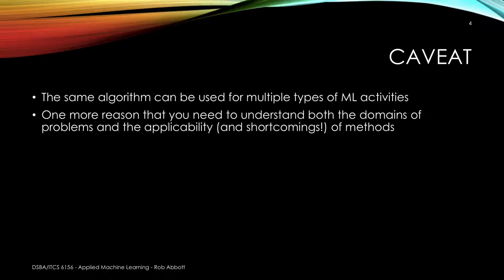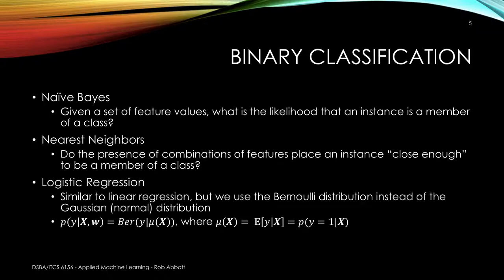And because of this, it's one more reason you need to understand both the domains of the problems that you're working with, as well as the domains of the problem that the algorithm can support, as well as the applicability and the shortcomings of each of the methods, so that you don't inadvertently make some type of a modeling error as you're building and designing your systems.